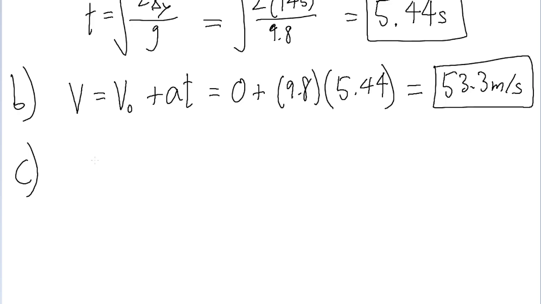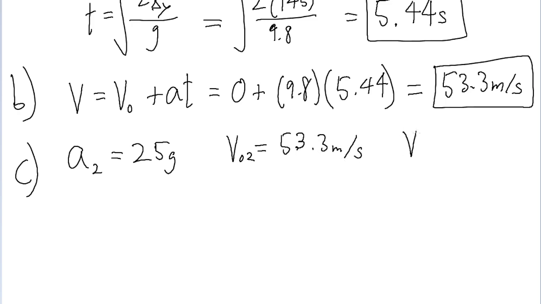So now we're going to have to define entirely new variables for this section of the motion. So I'm going to say acceleration sub 2 is the 25g acceleration that is given in the problem. Our new initial velocity for this part is going to be the final velocity for the previous part of the motion. So v naught 2 is 53.3 meters per second. And the new final velocity, since it's being decelerated to rest, is 0 meters per second. And we're being asked to find the distance, so delta y sub 2, you could say.